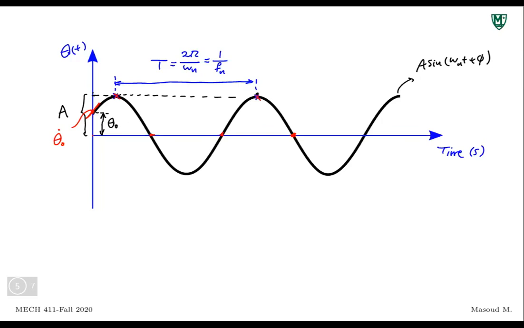Meaning that that's where we have the maximum velocity. Right? You're going all the way from one side. If you remember potential energy and kinetic energy, we have the minimum potential energy when we're at the lowest position, meaning that we have the highest velocity. So these are the maximum velocity. This is theta dot max, maximum angular velocity for the system, right?